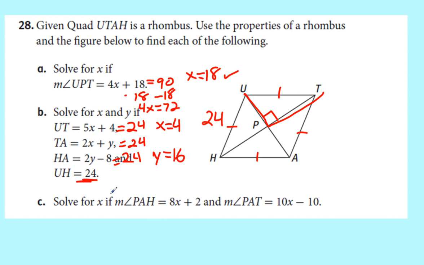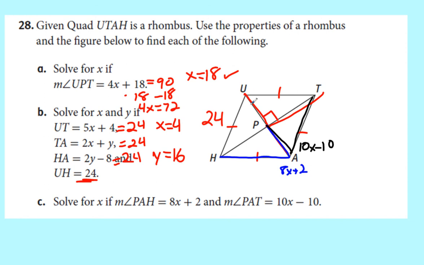And then last one, solve for x of PAH. I want a different color. PAH is 8x plus 2, and PAT is 10x minus 10. So we go with that. Take a quick snack break. Okay. So it's a rhombus.